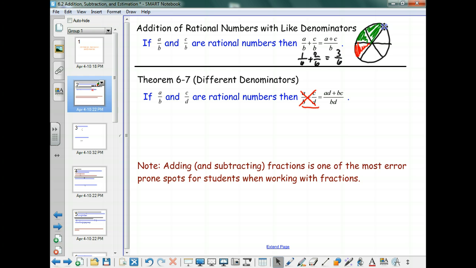And I put a note in here in bright red because I want you to be aware of this if you aren't already. Adding and subtracting fractions is one of the most error-prone places for students when they learn fractions. It's the worst. Because with multiplication, you don't have to worry about common denominator stuff. But with addition and subtraction, you've got this extra layer of stuff to do.